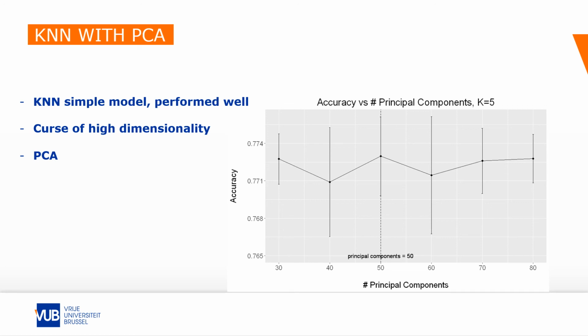In the plot, we see the results of a 5 nearest neighbors model cross-validated with different numbers of principal components. We see that between 30 and 80 components, the accuracy is more or less stagnant. 50 components performed best, but the difference with 30 is not significant. This is a very simple model with still a good accuracy.